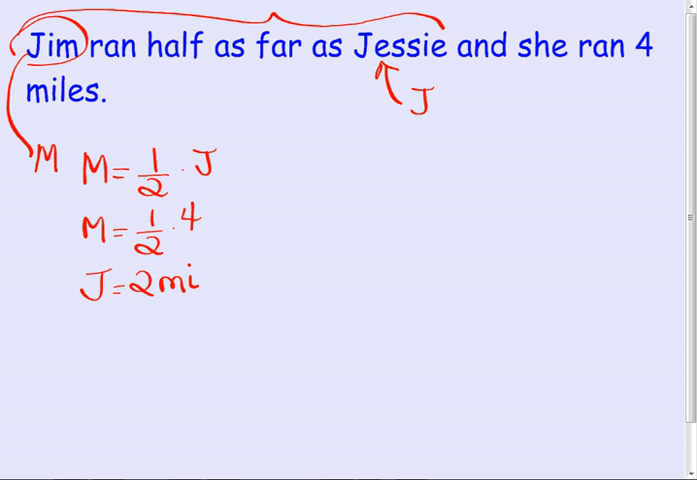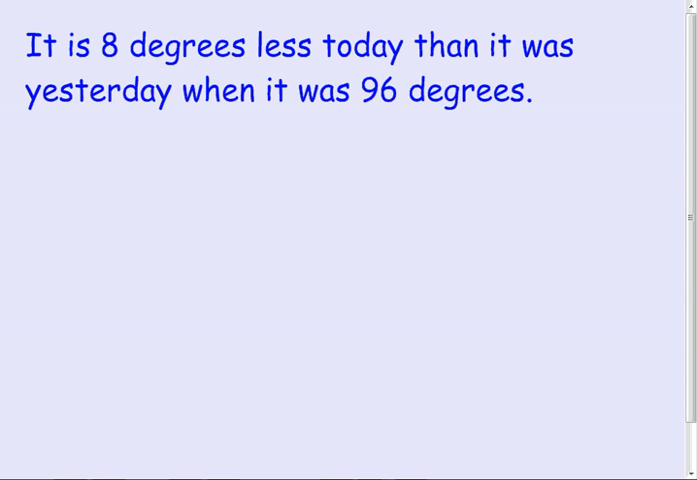Ready? It is 8 degrees less today than it was yesterday when it was 96 degrees. We could actually make this a real problem because today is much better even than yesterday. Yesterday was nice, but today's even nicer. Okay, so we have today's temperature and we have yesterday's temperature. So we have 8 degrees less today than it was yesterday. I'm going to call yesterday Y. What do you want to call today? T.